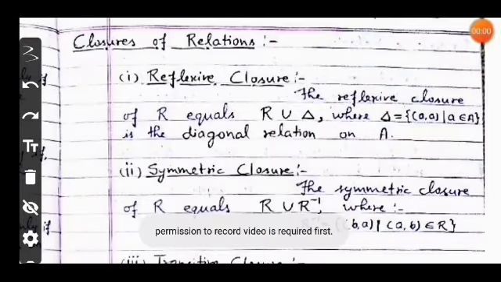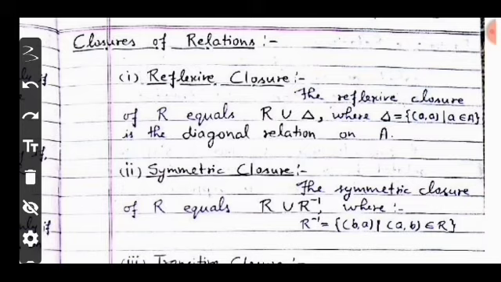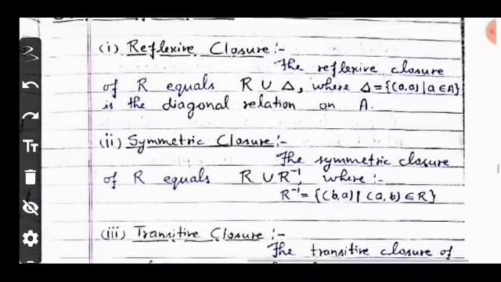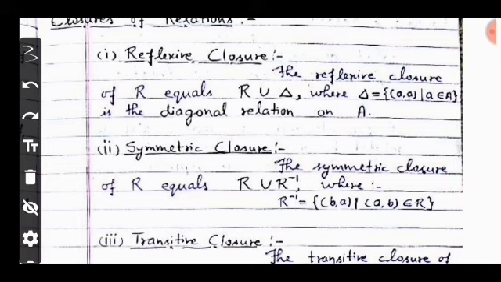Whether the relation has a closure property of relation. So the closure property of a relation consists of three important properties. First one is reflexive, second is symmetric, and third one is the transitive property. So this is very easy, the concept is the basis of relation. Properties like reflexive closure is R union delta, where delta represents (a, a) such that a belongs to set A.